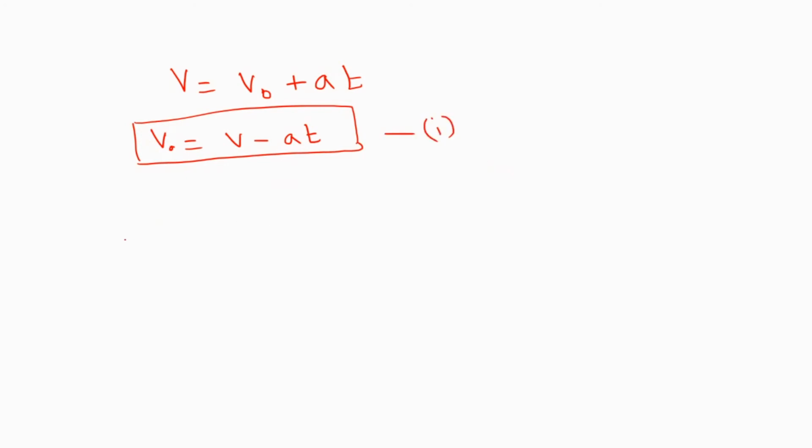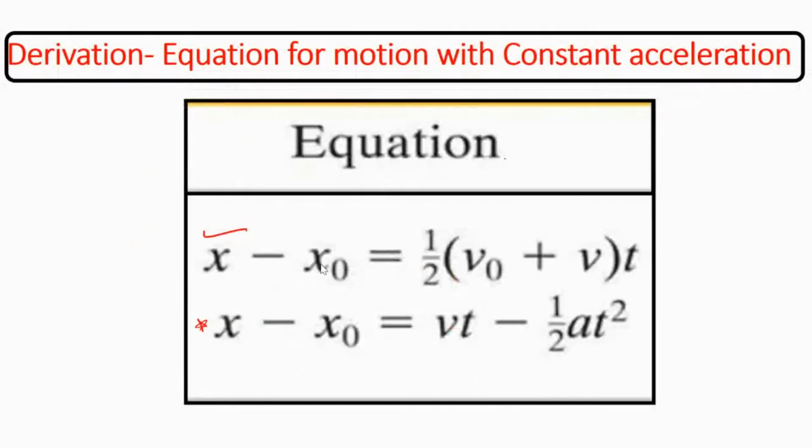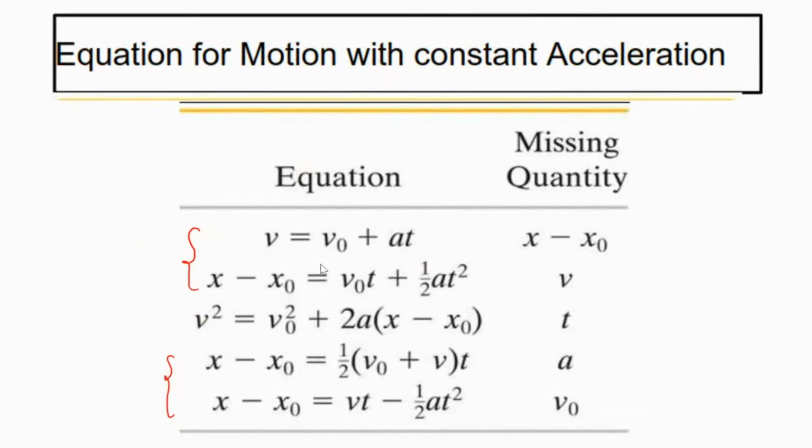Now I'm going to write the second equation. As we already studied, the second equation, the displacement, that is x minus x0, is equal to the initial velocity multiplied by time plus half acceleration multiplied by the time square. This is our second equation. Better we can just go back and have a look at the second equation. So the equation I wrote now is nothing but this equation.